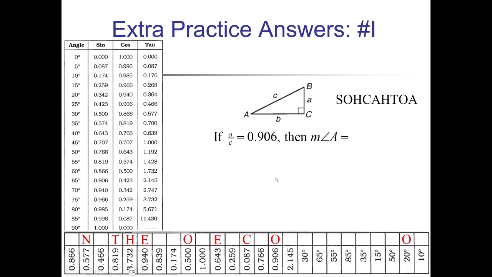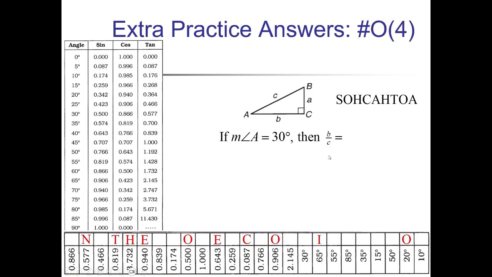On this next one, problem I, the only I out of the batch here, we're told A over C is 0.906, so we want measure of angle A. Based off of A is the opposite, C is the hypotenuse, so that's the sine then, the sine of some angle equals 0.906. What angle that is, let's look it up. So 0.906 in the sine column, 0.906 is right here, and then the angle that must go with that then is 65 degrees. So that's an I going in 65 degrees right there.